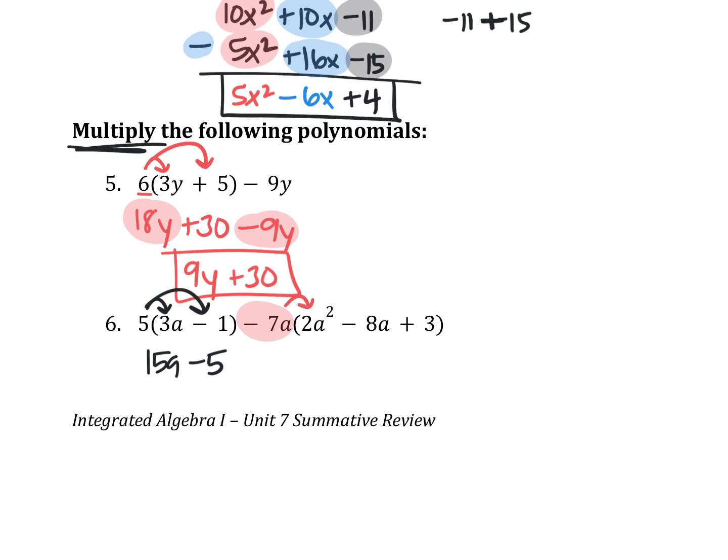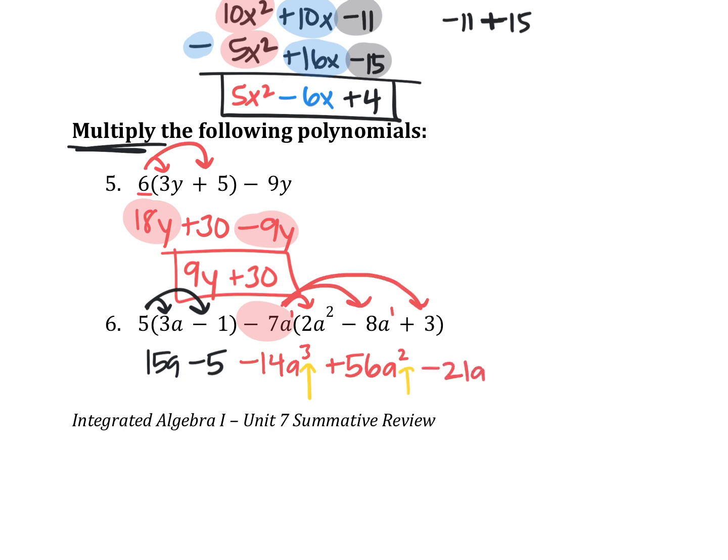So negative 7a times 2a squared would be negative 14a to the third power. Okay, super important that you get that third power there. Then I'm taking negative 7a times negative 8a, which gives me positive 56, but a to the second power. Again, you're adding those exponents when you multiply. And the last one, negative 7a times positive 3, which gives me negative 21a.